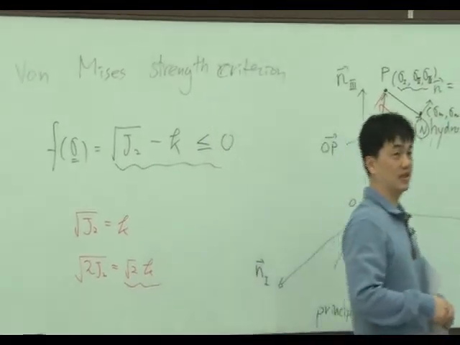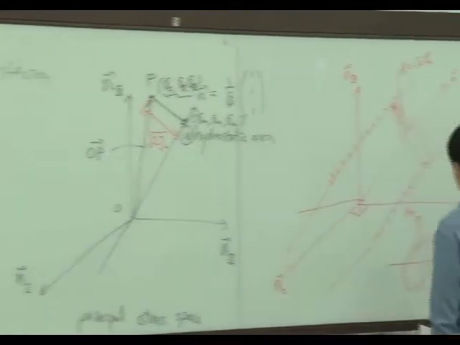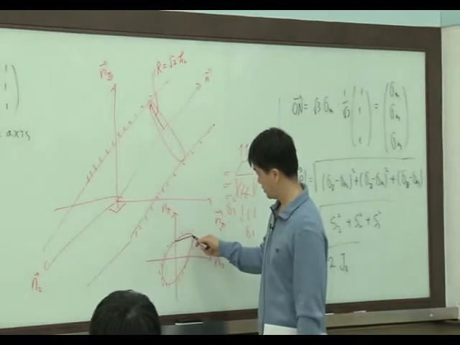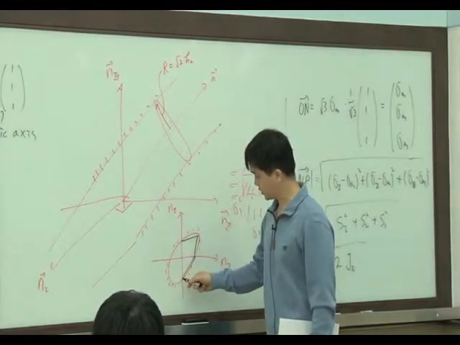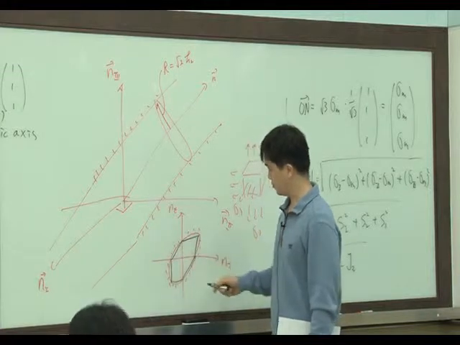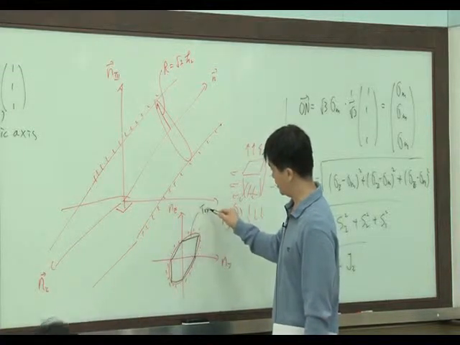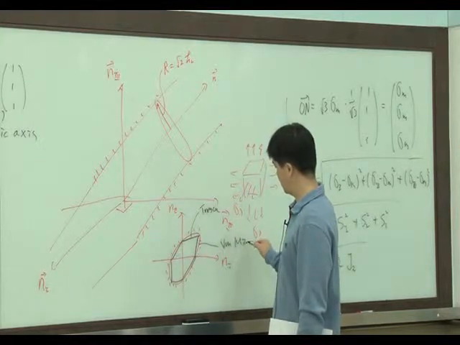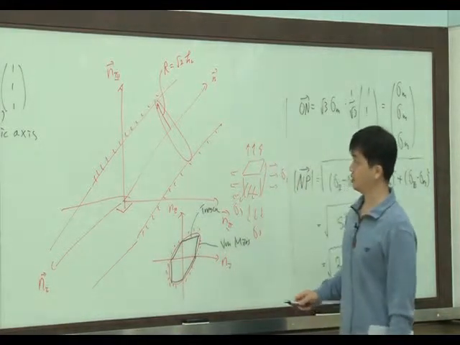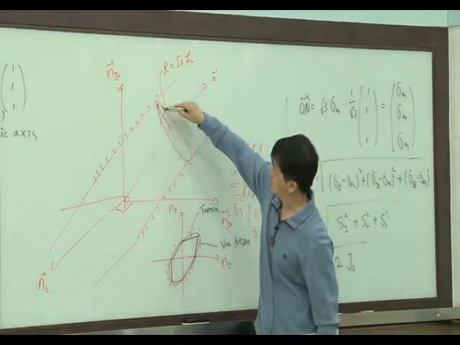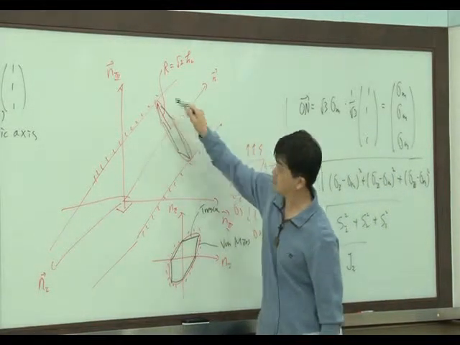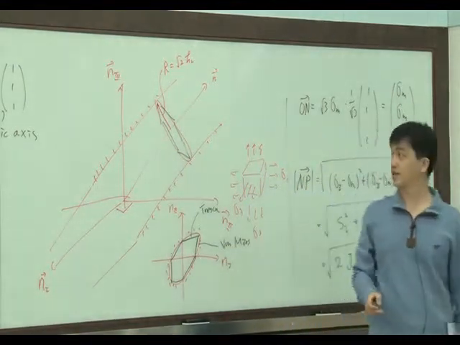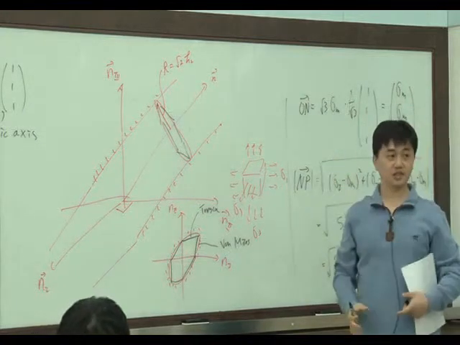And you know Tresca. Tresca has an envelope like this. Something like this, hexagon type. This is Tresca. So the Tresca criterion has a hexagon type, embedded in here. So in 3D, the Tresca strength criterion has a hexagonal cylinder, right?